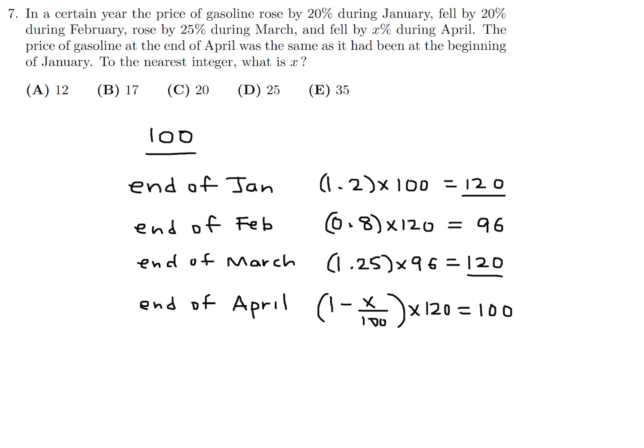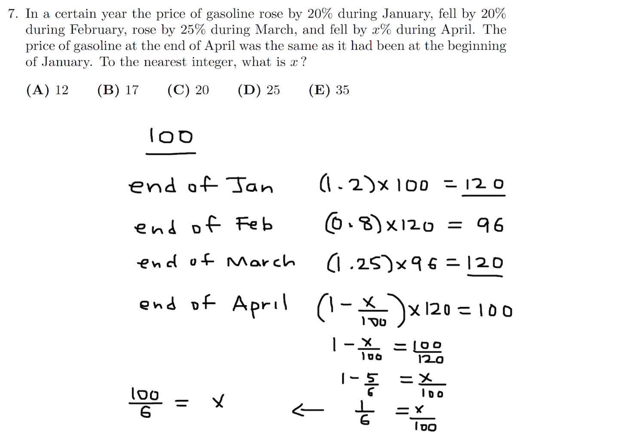So here's the equation that we have to solve. Okay, so 1 minus X over 100 will be 100 over 120. And then if I put everything on one side, it becomes X over 100 is equal to 1 minus 100 over 120, which is 10 over 12, which is 5 over 6, right? I think. So X over 100 will be 1 minus 5 over 6, which is 1 over 6. And therefore, X looks like it is just going to be 100 over 6.